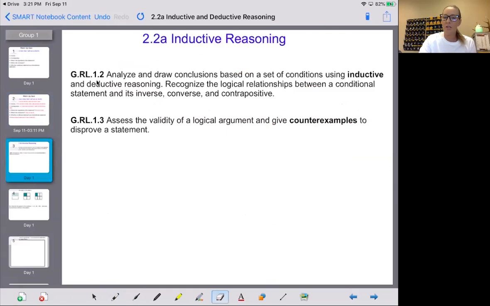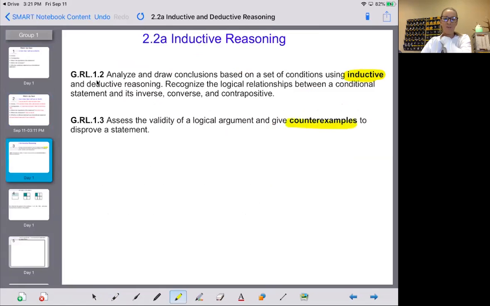We are going to be, again, doing section 2A. We'll do section 2B tomorrow. So today we're going to be talking about inductive reasoning. Tomorrow, or 2.2B, will be the deductive reasoning. So again, today is inductive reasoning. And then we're also going to be talking about the validity of an argument and the counter example.